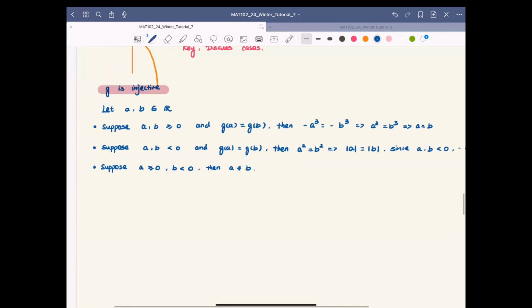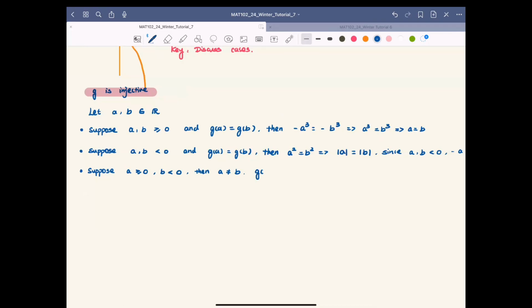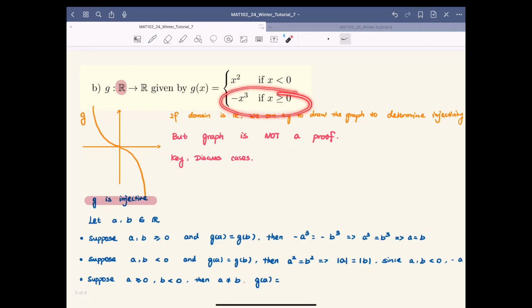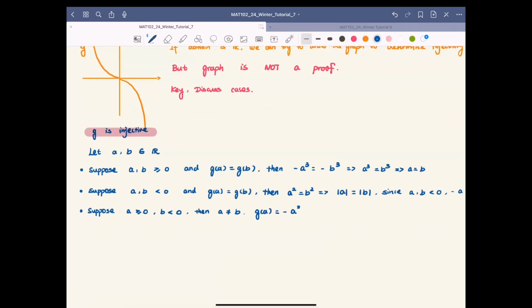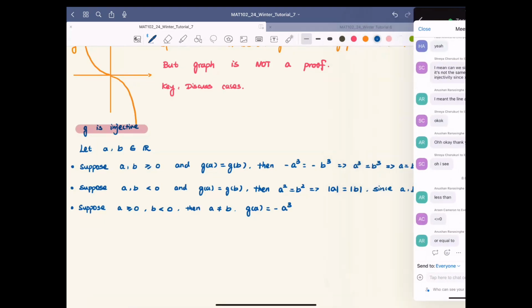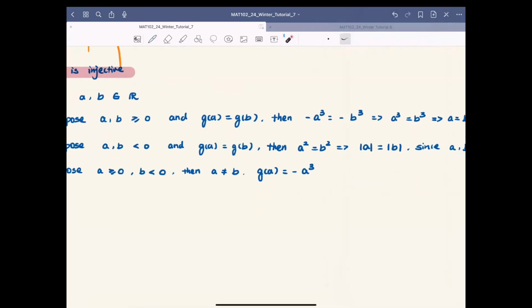So let's compute them. Now g of A, it's going to use the second piece. So that's going to be negative A cubed. Negative A cubed, what do you guys think? Is this greater than 0 or equal to 0 or less than or equal to 0? Negative A cubed. Positive or negative? Plus or minus? It's less than or equal to, that's correct. Because A itself is positive, this is positive. So with a negative sign, it's less than or equal to 0.